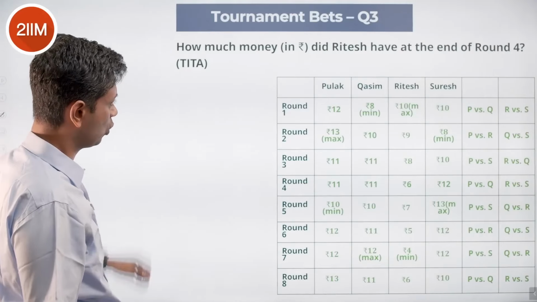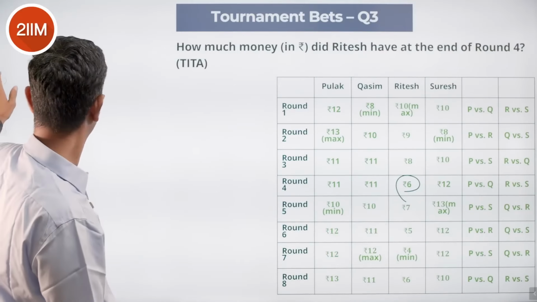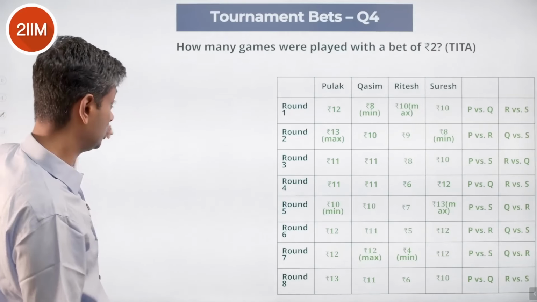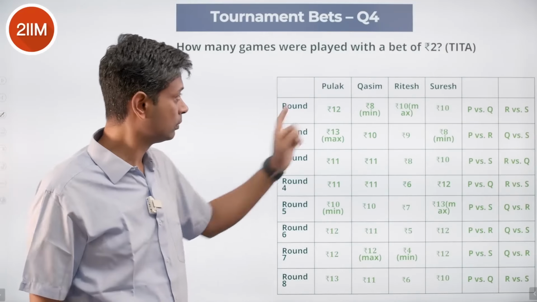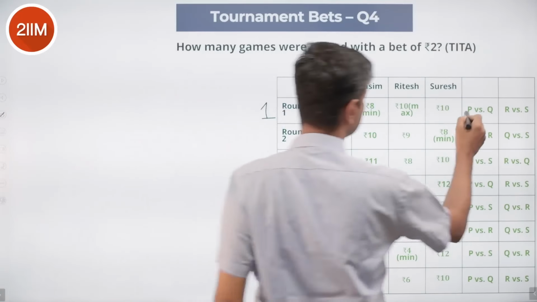Ritesh at the end of round 4, Ritesh round 4, 6 rupees. How many games were played with a bet of 2 rupees? In the first round there was 1. P versus Q, 1. P versus Q, this is the one.